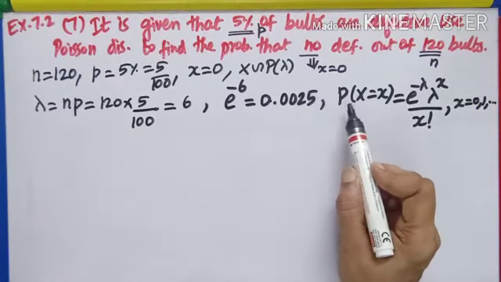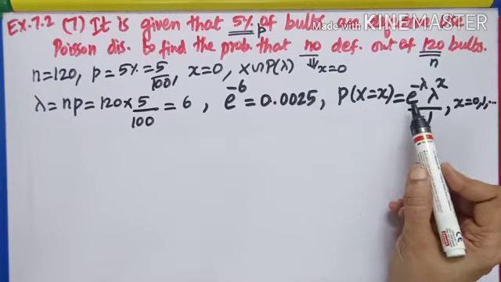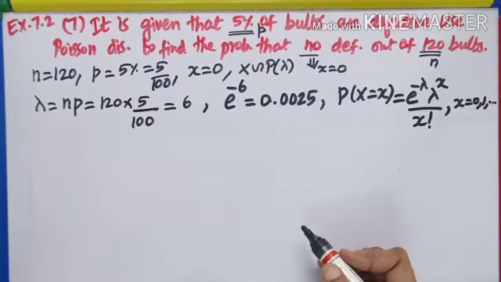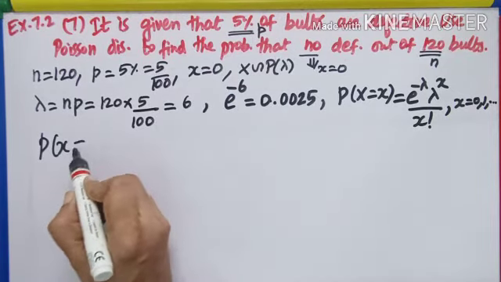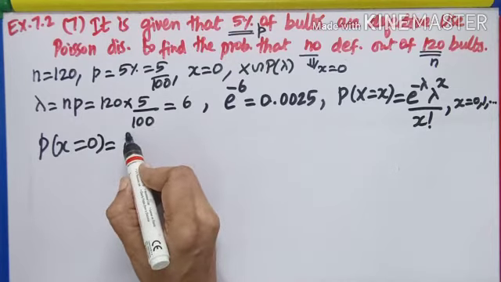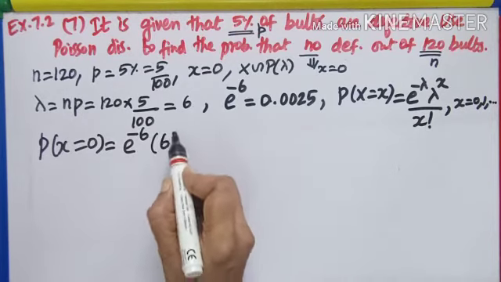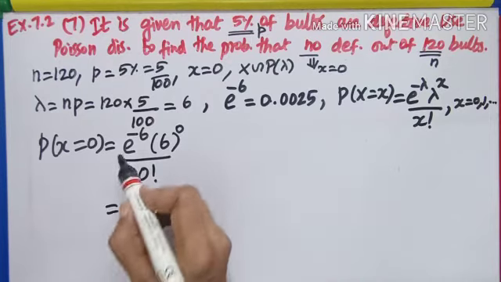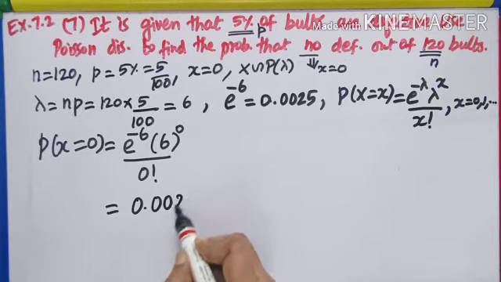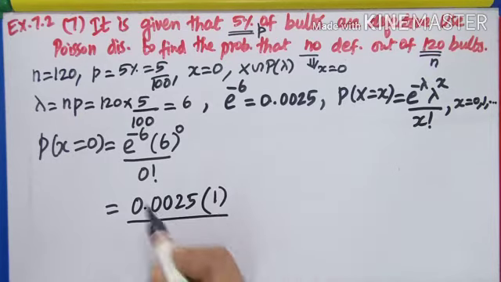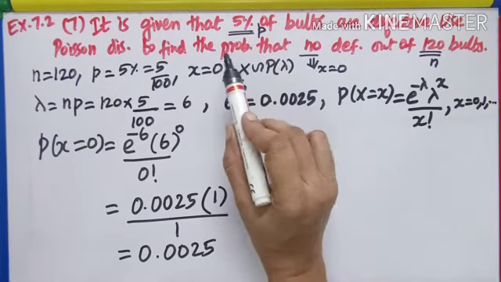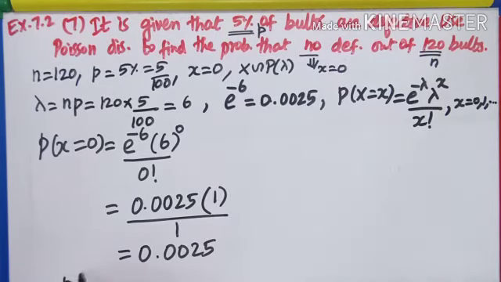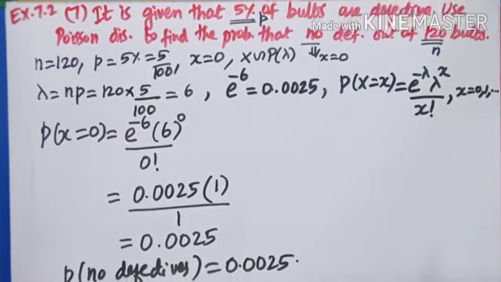P of x is equal to x. When it is Poisson, the formula is e power minus lambda, lambda power x by x factorial. In this question, I need to find P of x is equal to 0. e power minus lambda, lambda value is 6, 6 power x value 0, divided by 0 factorial. We must know e power minus 6, the value is 0.0025. 6 power 0 is 1, 0 factorial is also 1. So my answer is 0.0025. The question is to find the probability that there are no defectives. So the probability of no defectives is equal to 0.0025, and that is the answer.